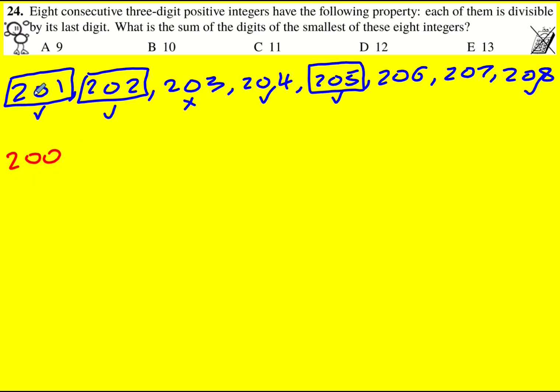So it's basically got to be numbers from 1 to 8 as the last digit, or we could do 2 to 9. The thing is, we're asked about the sum of the smallest of these 8 integers, and if it works for 2 to 9, then it will also work for 1 to 8, because like we said, it's always divisible by 1. So really, this is going to be a focus.